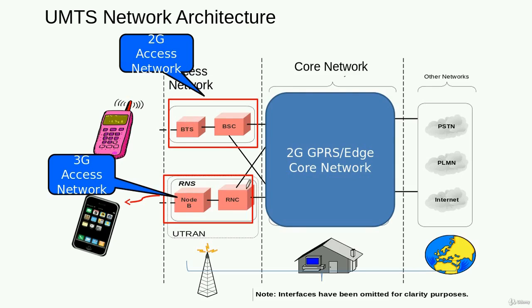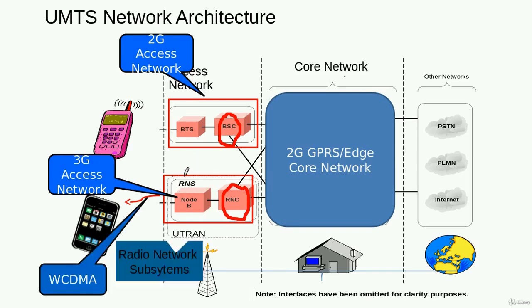Similarly, in the 3G access network, we have the radio network controller instead of the base station controller. So the radio network controller has somewhat similar functionalities to the BSC, but the radio network controller has many other additional capabilities as well, which we will talk about later on. So the combination of the Node B and the radio network controller is known as the radio network subsystem. The combination of radio network controller and Node B is the radio network subsystem.